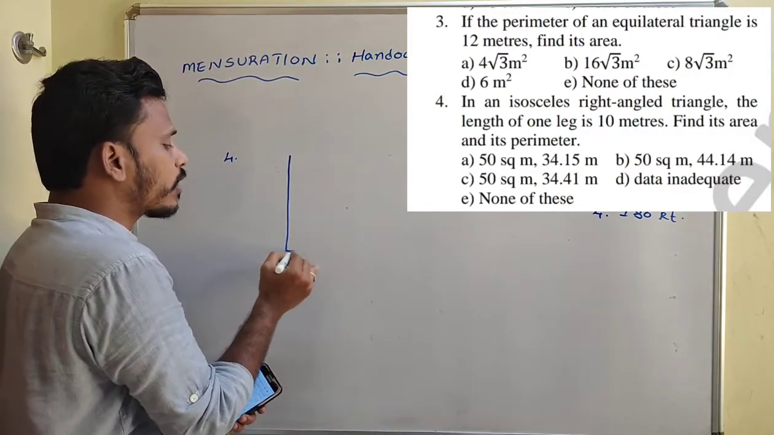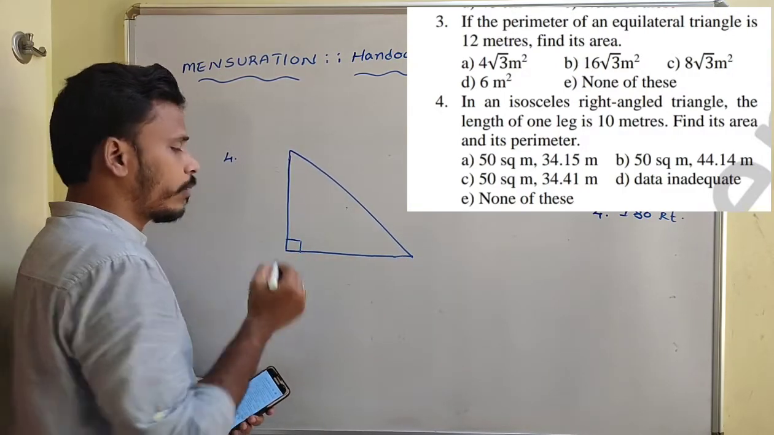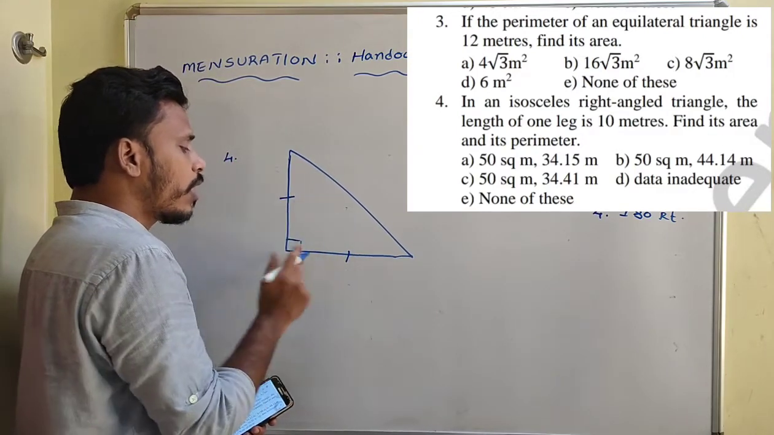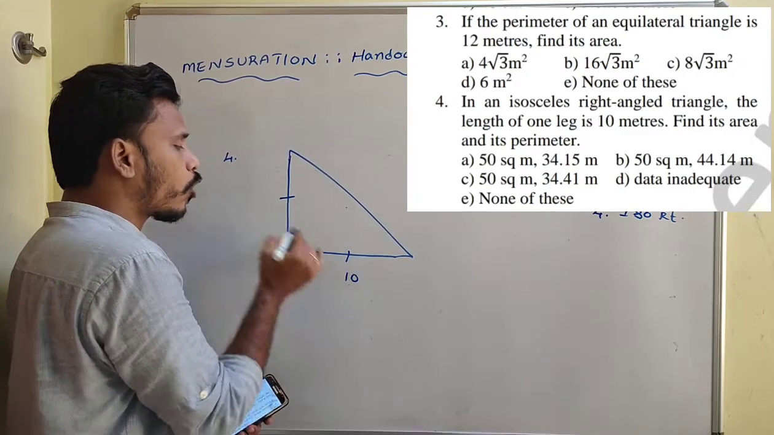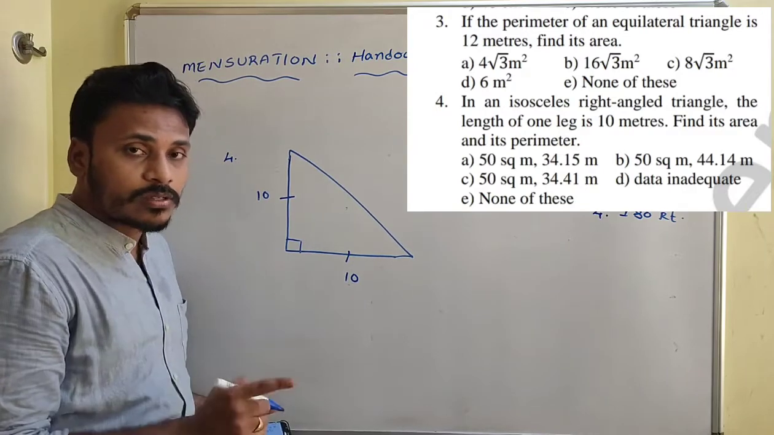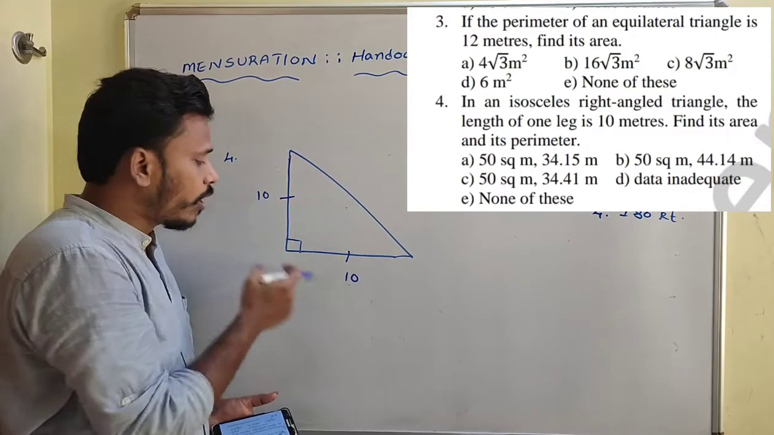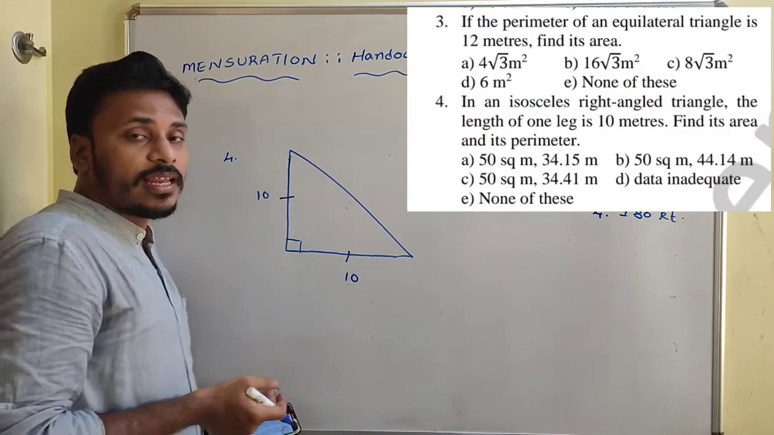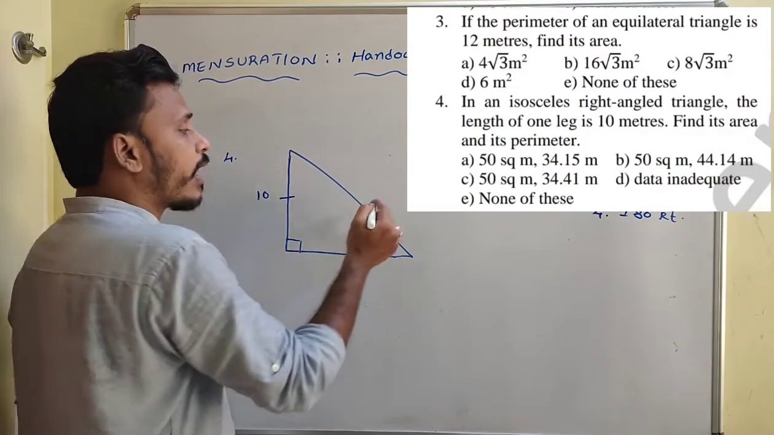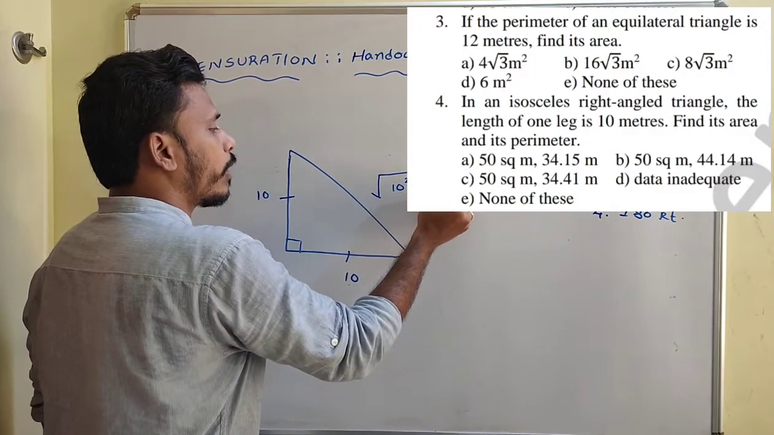See, what is meant by isosceles? Isosceles means two sides are equal. Right angle, one angle is 90. One angle is 90 and these two sides are equal, and one length is given as 10. So automatically this is also 10. As per the problem, for an isosceles right angle triangle, one leg is 10. Since it is 10, it is also 10. So we need to calculate the area and perimeter. So this is 10 and this is 10. What do you say about the hypotenuse? This hypotenuse is simply the square root of 10 square plus 10 square, using the Pythagorean result.